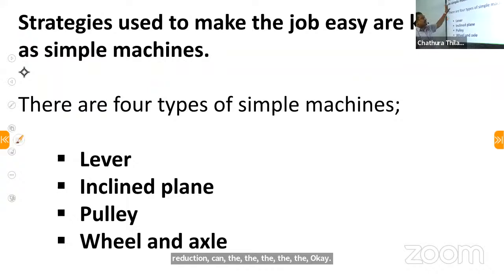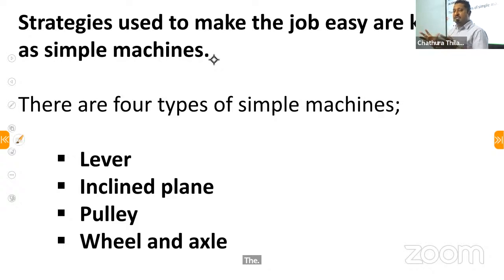First tell me what is a simple machine? What is a simple machine? It's a strategy used to make the job easy. A strategy we use to make a task easier, that is what a simple machine is.